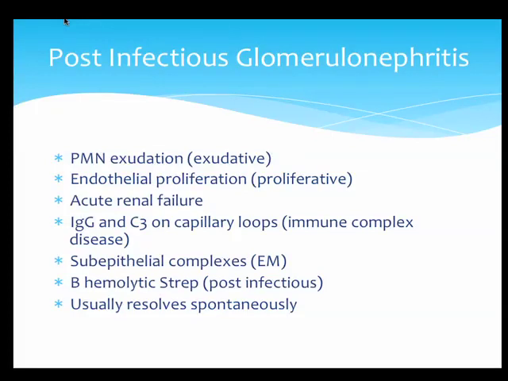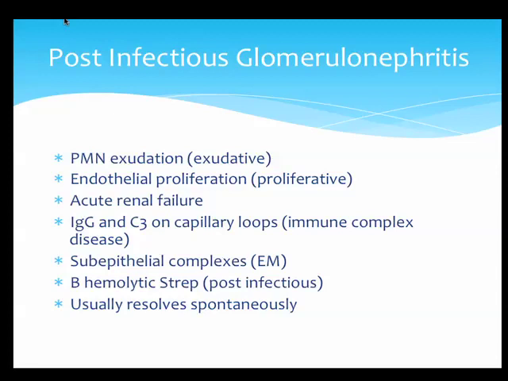So let's take a look at post-infectious glomerulonephritis. As I said earlier, this is also called proliferative and exudative glomerulonephritis because there are large numbers of neutrophils within the capillary lumens, and this gives rise to endothelial swelling and proliferation. The exudation of the neutrophils and the endothelial proliferation basically fills up the capillary lumen and causes difficulty in the formation of urine. For this reason, it is associated with acute renal failure.